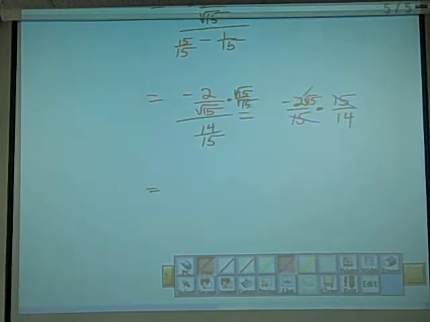And we can cancel the 2, right? Negative 2 and 14, that's a 7. And this becomes a negative 1. Don't want to forget that negative. And so we've got a negative square root 15 over 7. And that's our answer.